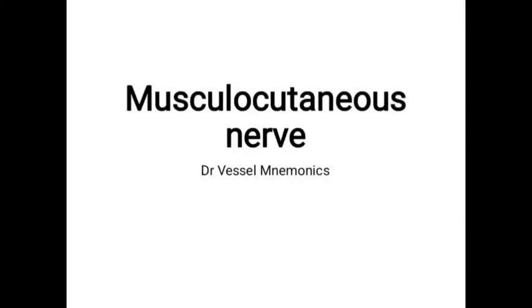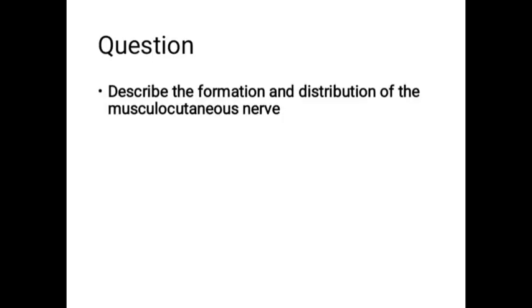Hello, welcome back. Today we'll be looking at the musculocutaneous nerve, and I'll be giving you mnemonics that can help you write essays when you're asked to write an essay about the musculocutaneous nerve. The question that we'll be focusing on is: describe the formation and the distribution of the musculocutaneous nerve. And I'll be giving a mnemonic that can help you form the outline.